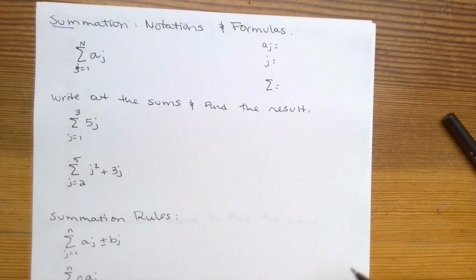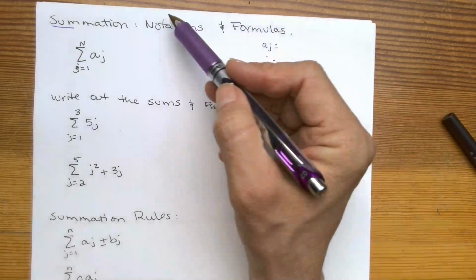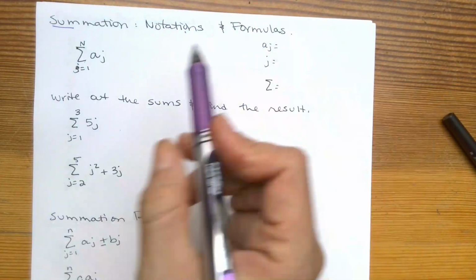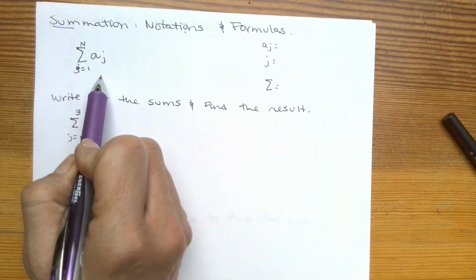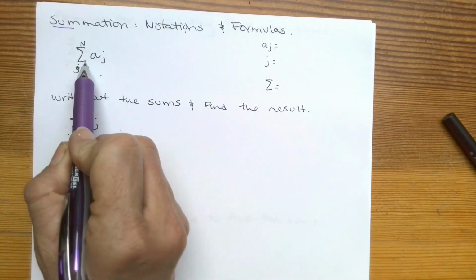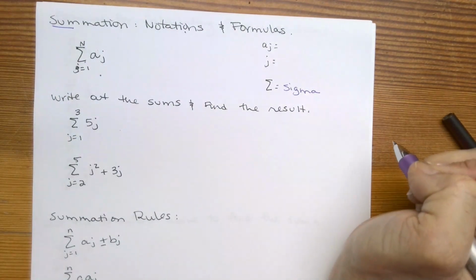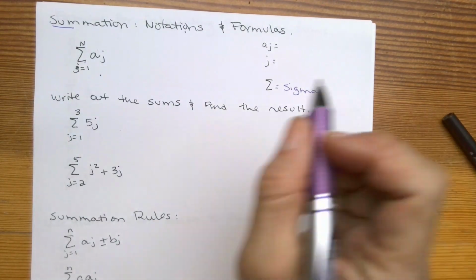So today we're going to talk about summing up. So summation, we'll talk about the notation and some key formulas. This is what it looks like when we talk about summation. First of all, this symbol here is a little s in Greek. They do have a different version for the lowercase.